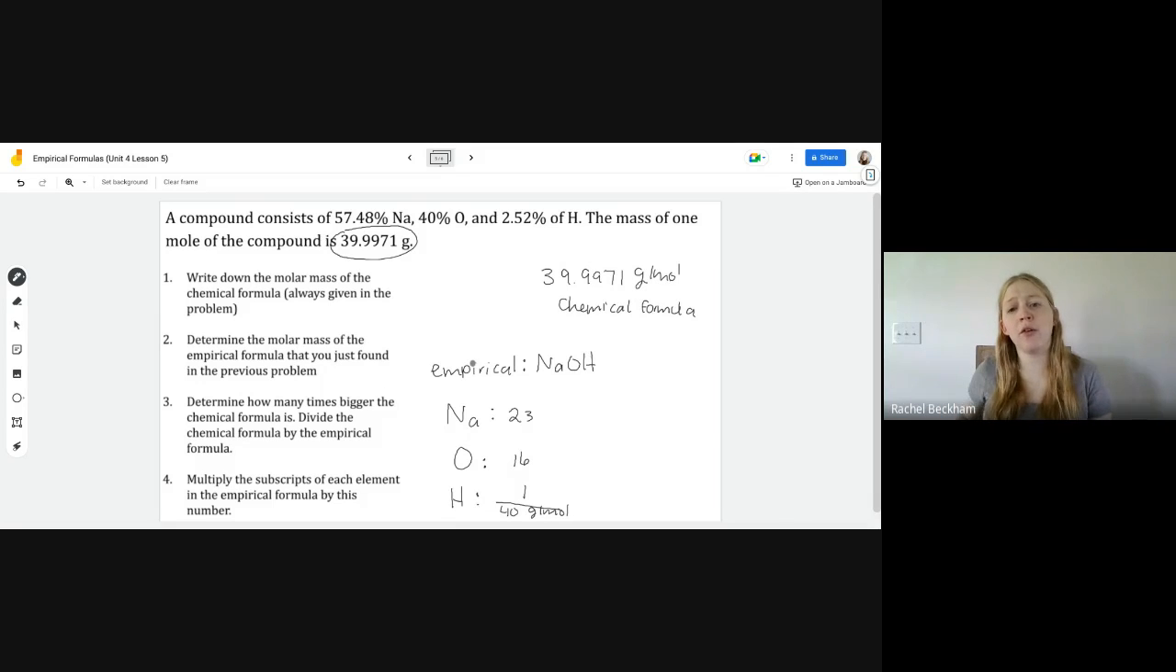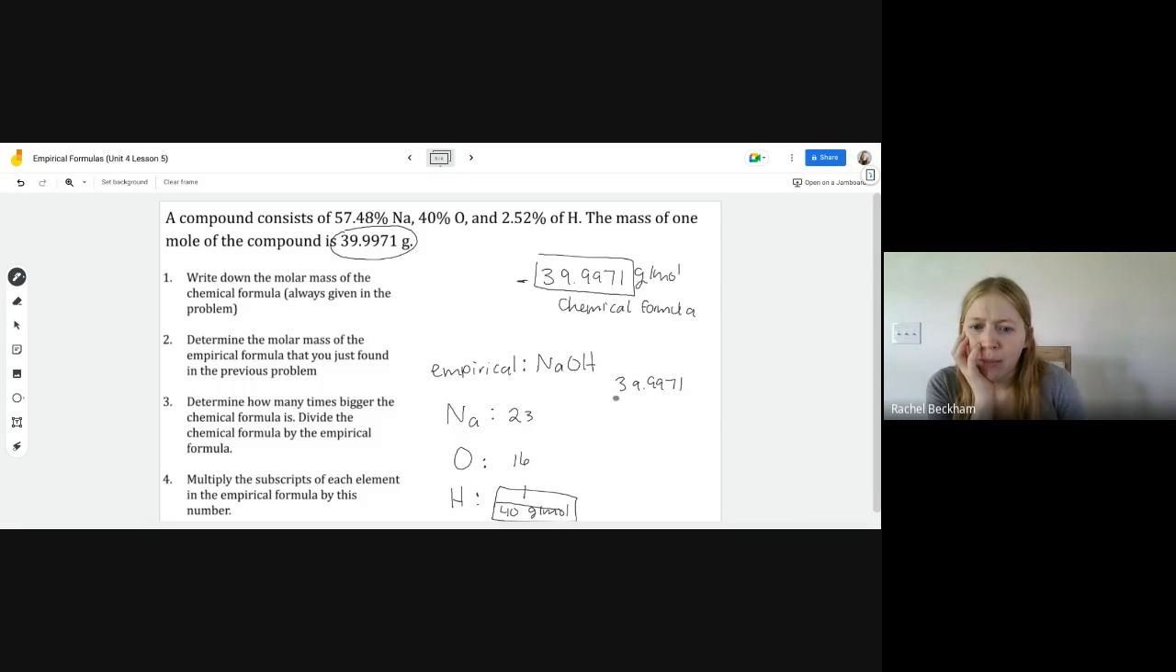So remember, the molecular or chemical formula is some multiple of the empirical. If you notice, we're going to compare 39 to 40. Those are basically the same thing. It would either be the same or 2 times bigger or 3 times bigger. One way to find out for sure is to divide the molar mass of the chemical formula by the molar mass of the empirical formula. That's going to be about 1. 39.9971 divided by 40 is about 1.